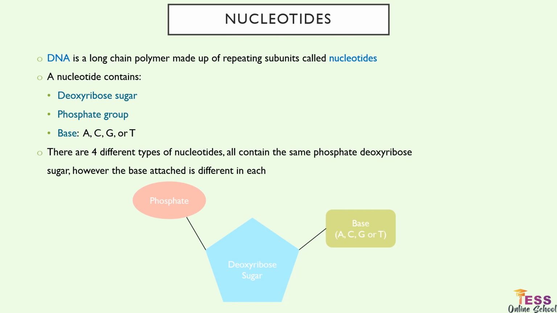This is the structure of the nucleotide. You do need to be familiar with it, as sometimes you are questioned about the structure. The pentagon is the 5-carbon ribose sugar, the oval is the phosphate group, and the rectangle is any one of the 4 nitrogenous bases.